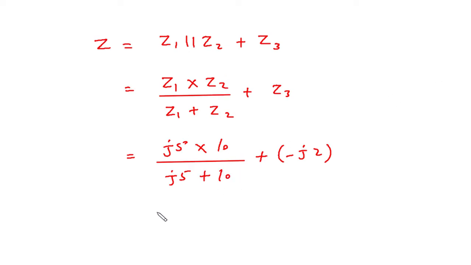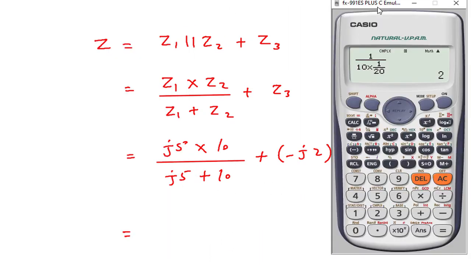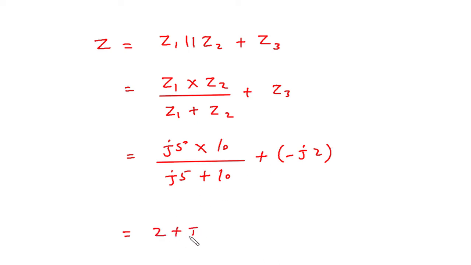Now we will simplify this. We can directly substitute these values in calculator. So j5 into 10 divided by j5 plus 10, then this will be minus j into 2. So this is equal to 2 plus j2, we can say. This is the value for Z, and its unit is ohm.